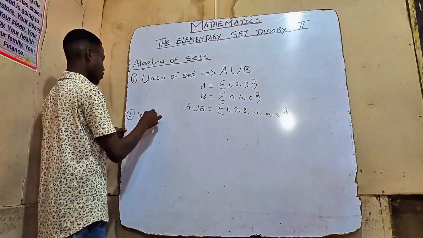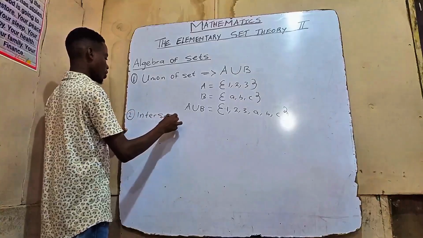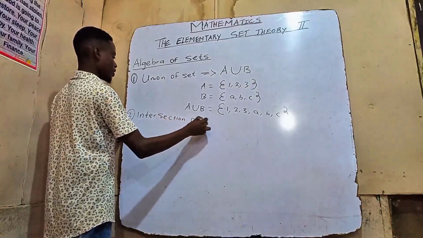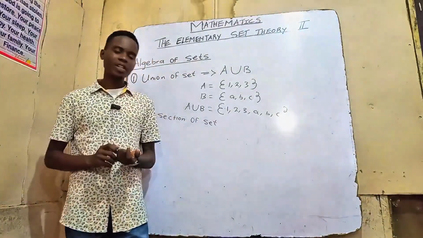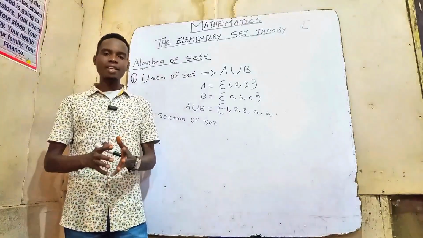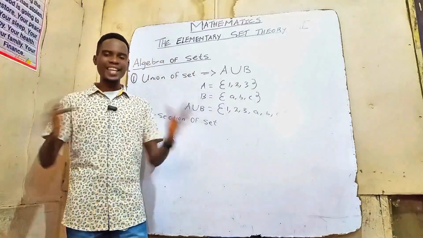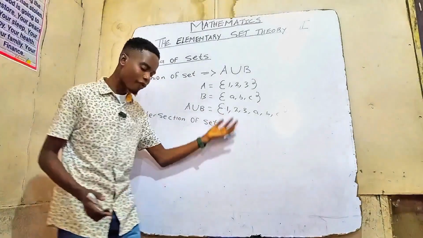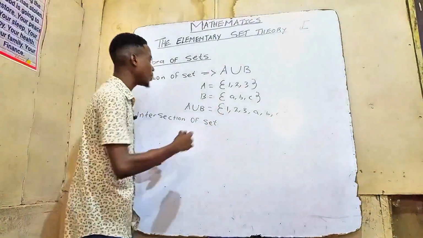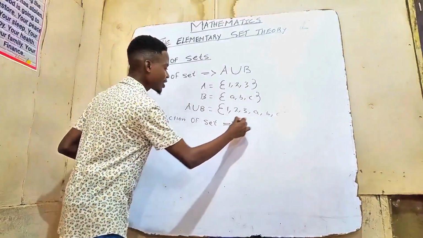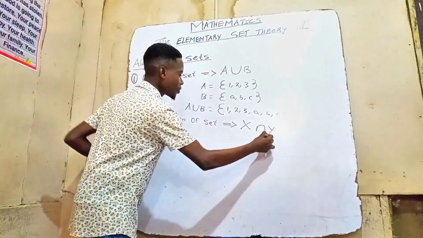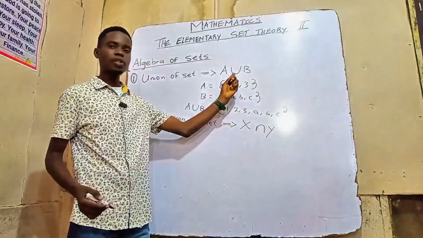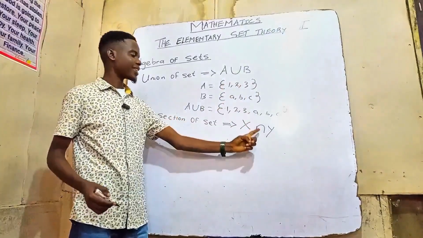intersection of sets. Now, for two sets, let's say, no, don't let me use A and B again. Let's use X and Y. The intersection of X and Y is denoted by this. This is intersection, this is union. Please know the difference. This is union, this is intersection.